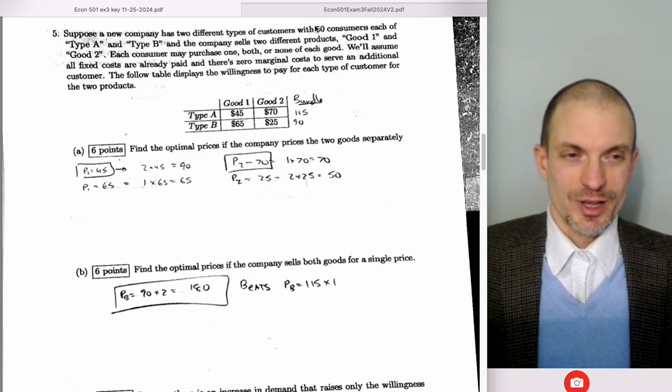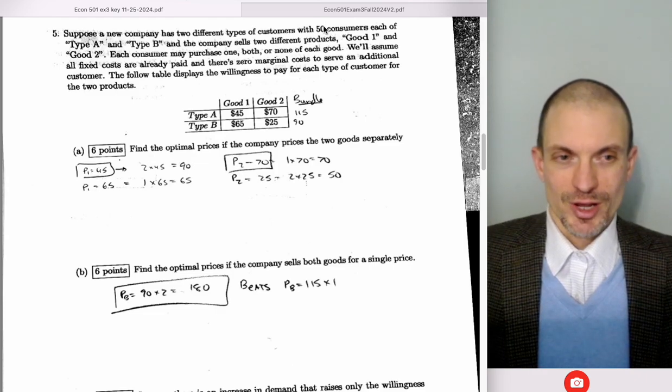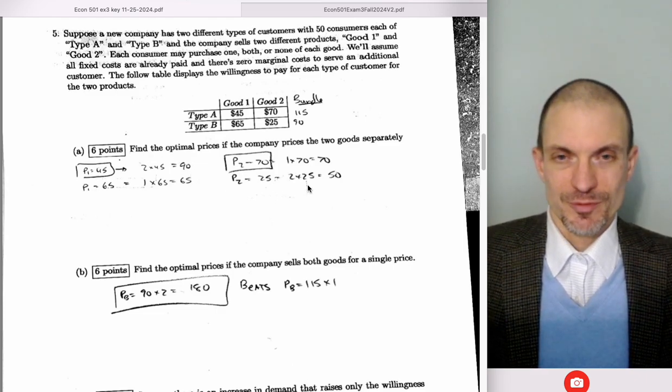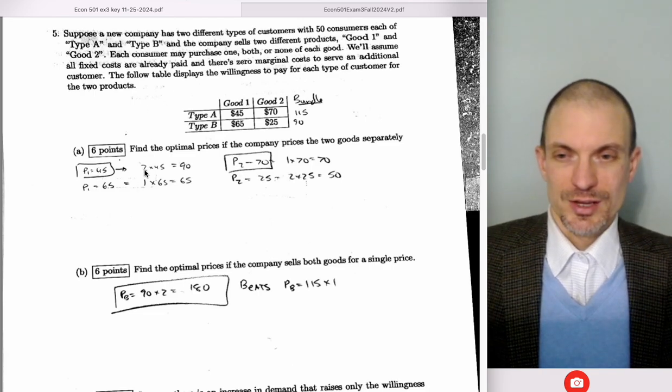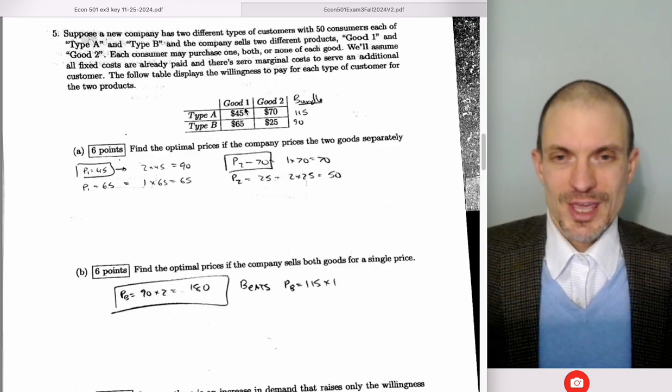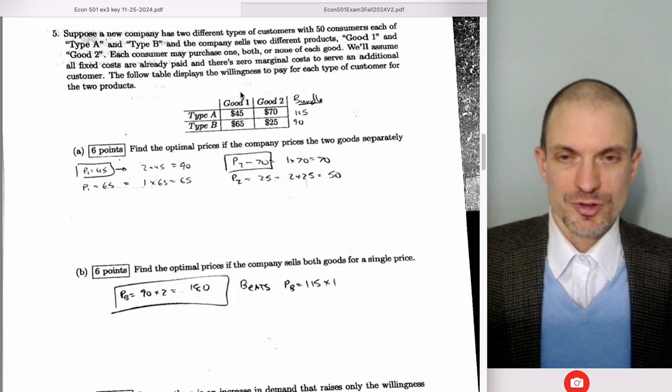When I was writing up my solution, I forgot that I said 50 of each customer. It's not going to matter for the purpose of pricing, but here I'm multiplying by 1 and 2 when it should have been 50 and 100, but I'll explain that here. So what this table is doing is giving me my willingness to pay for each of the types of consumers for each of the 2 goods, right?